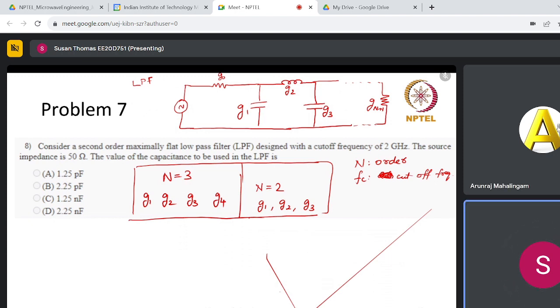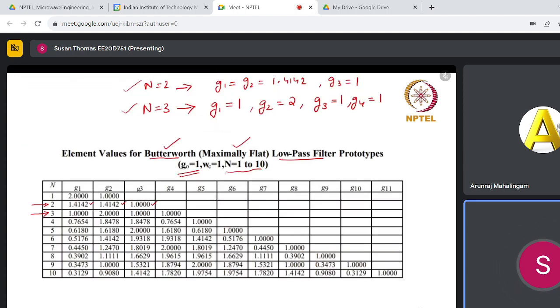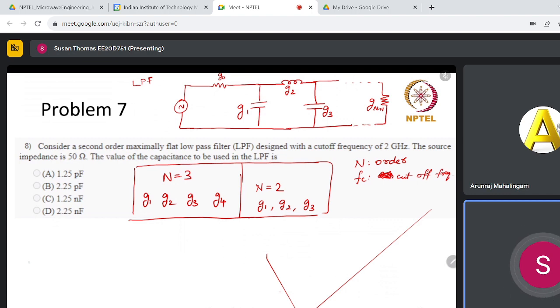Now let's start with how we look at the equation. So first, okay, let me write it down here only. So for example, if you have order of the filter n is equal to 2, so you have G1, G2 and G3. Okay. Now, you know that there is one capacitor, then one inductor, then again one capacitor. So what we do is we evaluate the value of capacitor. How do we evaluate the value of capacitor? Capacitance C is equal to G1 divided by Z0 into omega C.